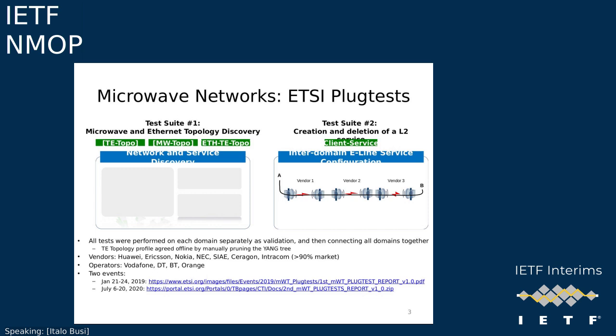The first event is two plug tests organized by ETSI for the microwave network. The environment was a multi-domain microwave network, with a microwave controller for each domain, where people were implementing the T topology, the microwave topology, which was just published as an RFC yesterday, and some Ethernet topology extension to the topology for the Ethernet layer, and people were using that.